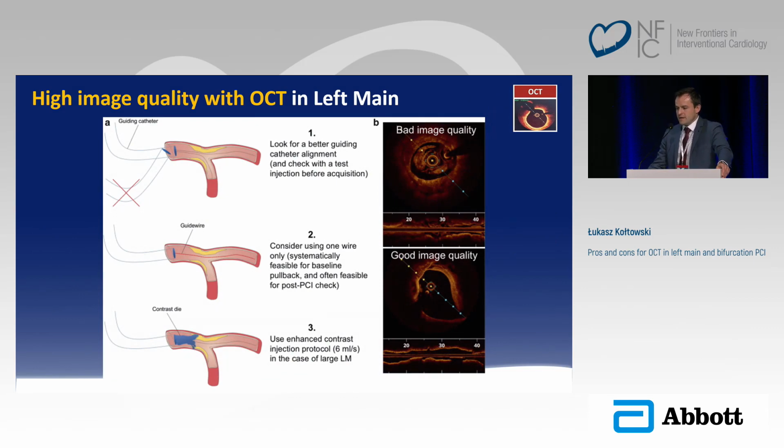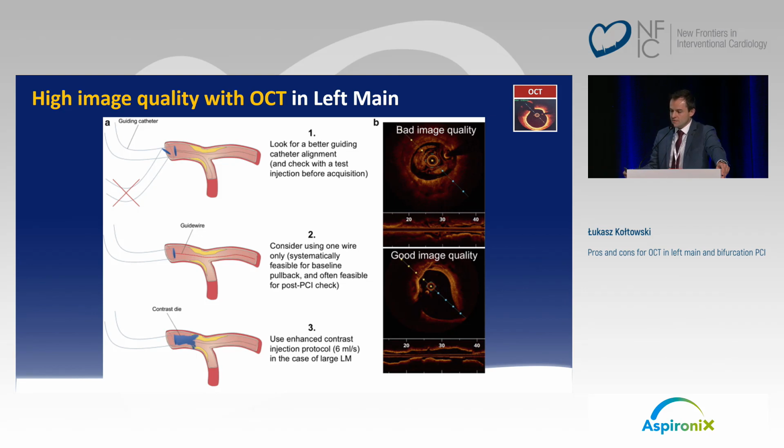I think the key aspect is the quality of the imaging with OCT, and it was criticized in the past, as I remember, and I really love that we see now a kind of agreement that OCT can be used in left main. However, without a good contrast flash, it is actually impossible to have good image quality. And to do that, there are a couple of things we need to remember. Number one is to have a coaxial position of our guiding catheter. The other aspect is a good feeling of the flash.